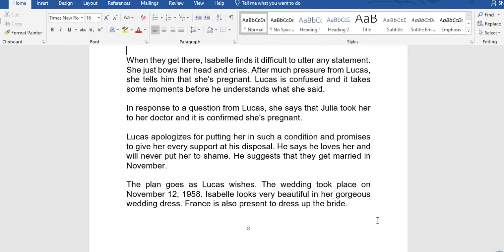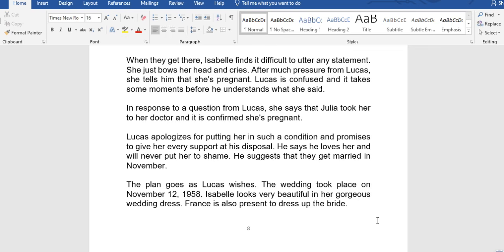When they get there, Isabel finds it difficult to utter any statement. She just bows her head and cries. After much pressure from Lucas, she tells him that she is pregnant. Lucas is confused, and it takes some moments before he understands what she said.